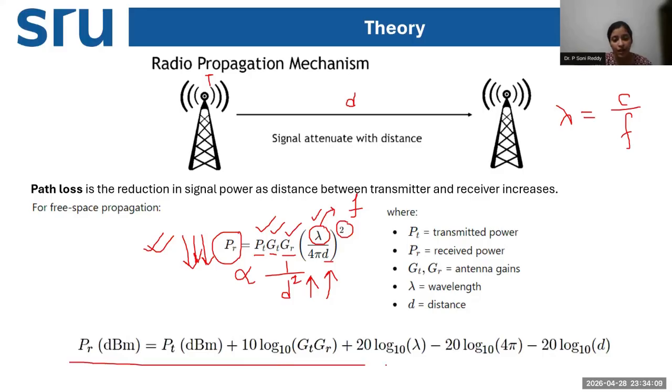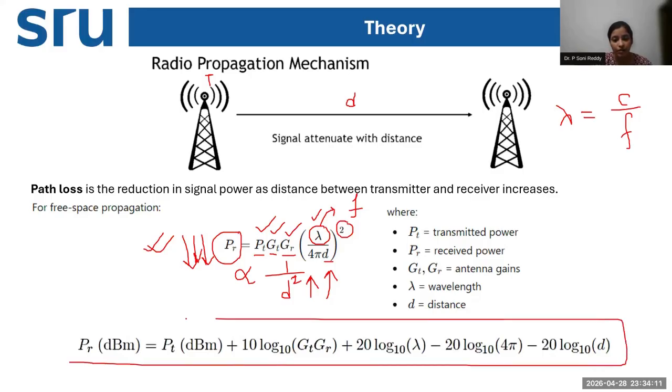Then in dB scale, this equation can be written as given here. So power received in dB is equal to transmitted power in dB plus the gain of the antenna at both the transmitter and the receiver side, and we have the wavelength component. These are all fixed parameters. Wavelength is fixed because of the frequency, 4 pi will always have a fixed value, and d is the other, variable parameter here. Why? Because the distance between the transmitter and the receiver can change.